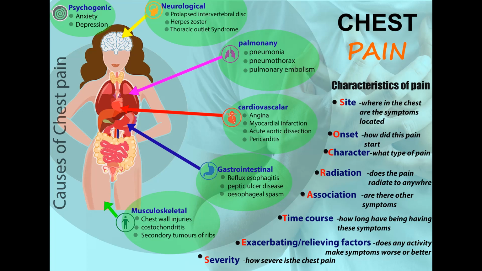If we look at the musculoskeletal causes of chest pain, one is chest wall injuries. Then a rather common condition, costochondritis. Here, the patient may present with local tenderness and painful areas in the chest, and it can be associated with viral infections. There is sharp and severe pain in the sternal area, and the pain can be exacerbated by movement of the chest wall. Another cause of musculoskeletal chest pain may be secondary tumors of the ribs.